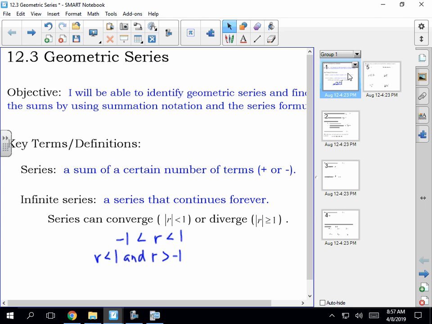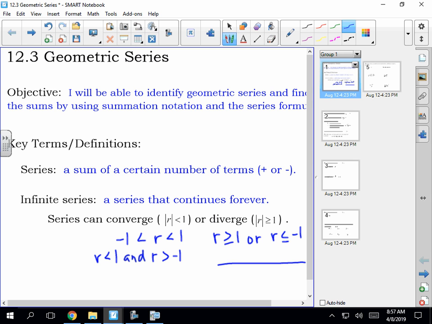And then divergent, this would mean r is greater than or equal to 1, or r is less than or equal to -1. So if you think about it on the number line, here's 1, closed circle. Here's -1, closed circle right there. Here's 0, of course, in between. And so we're going that way or that way. And so if r is not a fraction between -1 and 1, then the series doesn't have a sum. It just keeps getting bigger and bigger and bigger. That's what we mean by divergent. Does that make sense?